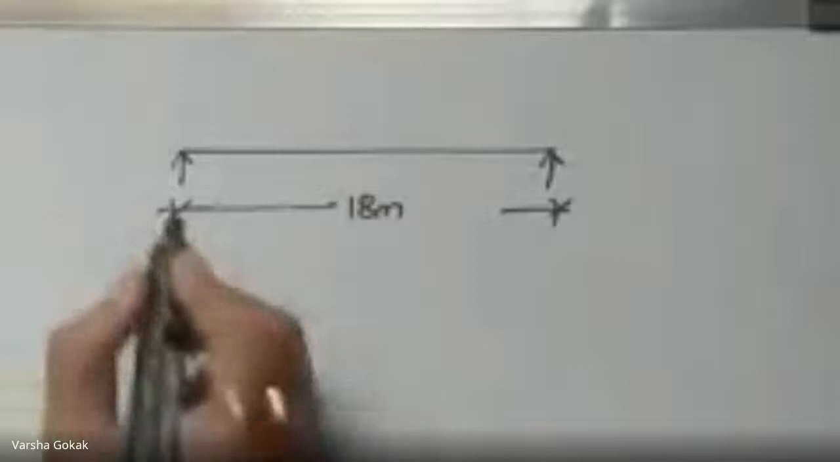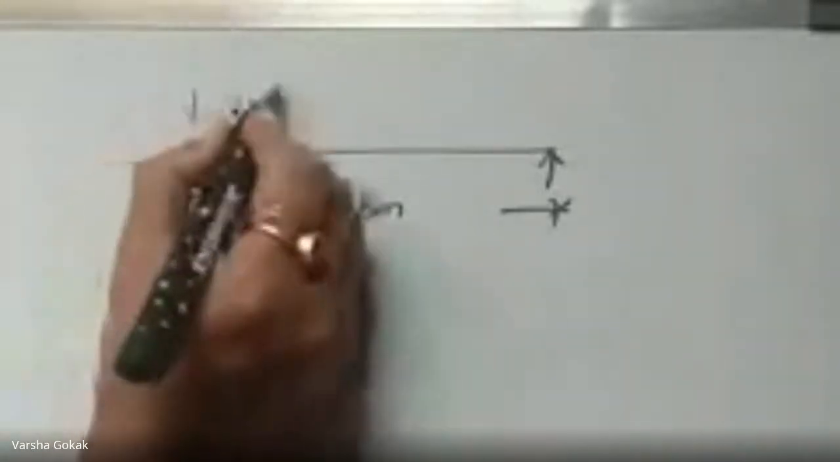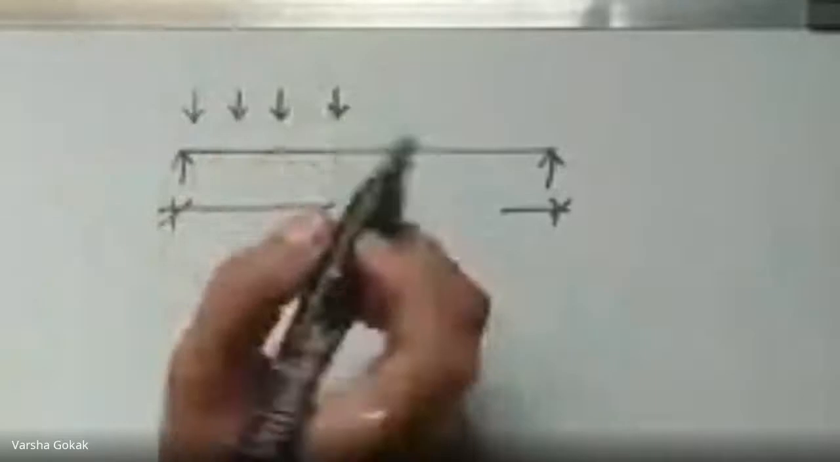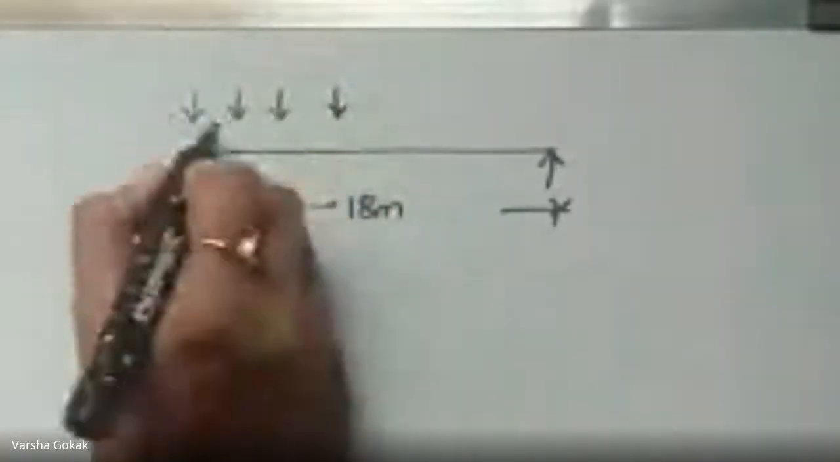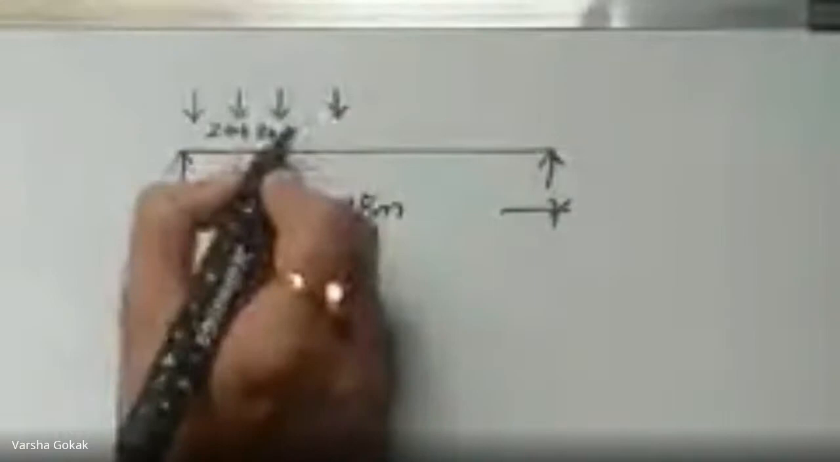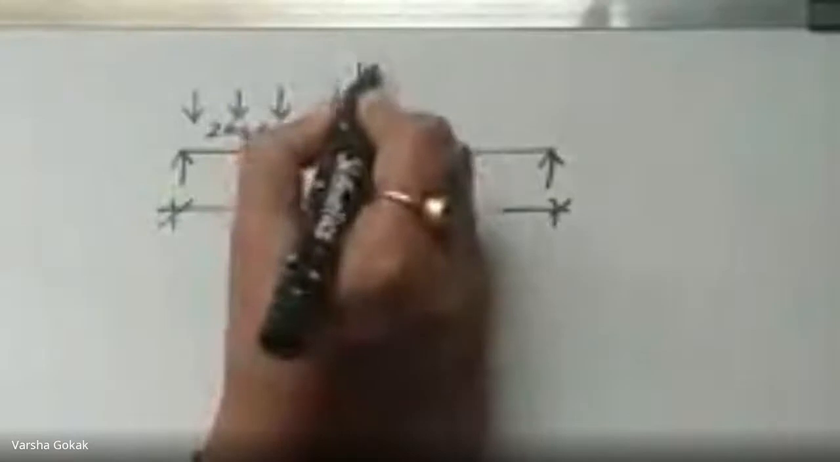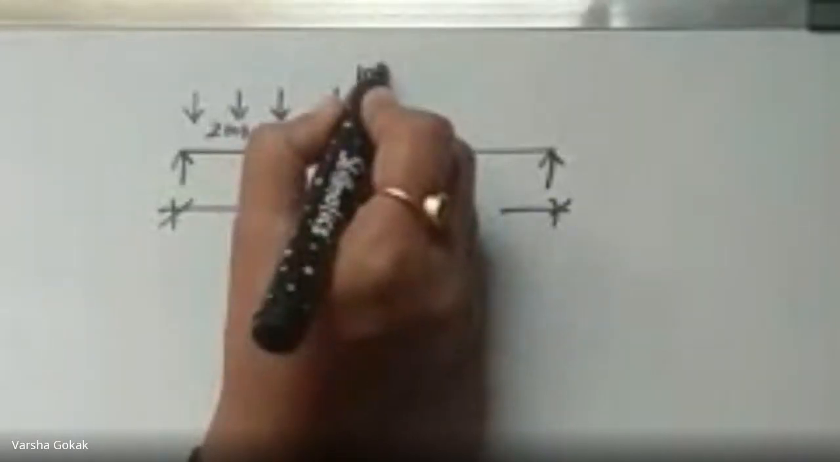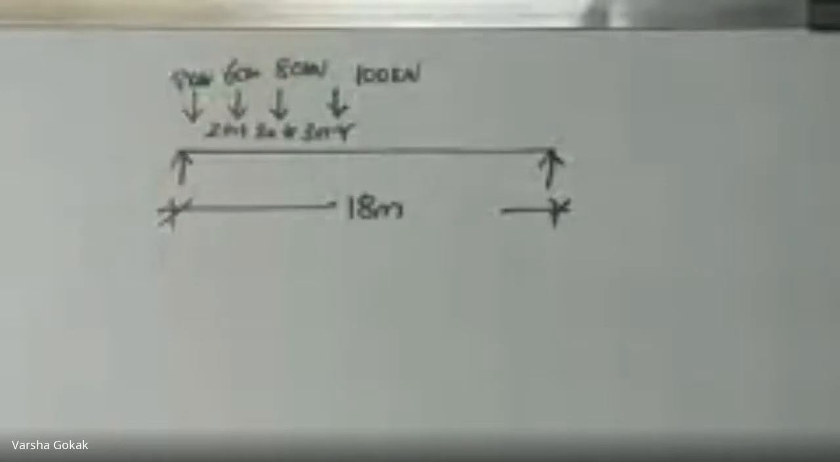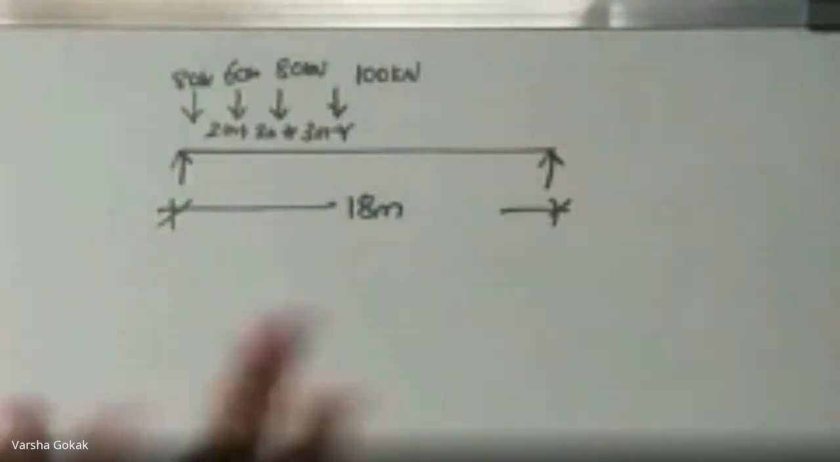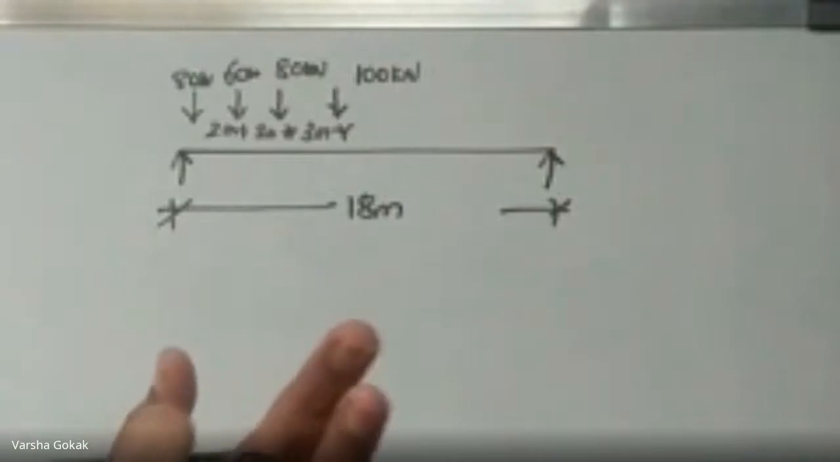The loadings that are coming over the beam, there are four loads, right? They are not equally spaced. So these two have 2 meters between, and the last two have 3 meters spacing. The loads are 100 kilonewton, 80 kilonewtons, 60, and again 80 kilonewton. So this is how the loading system is, and we have to obtain the maximum bending moment, maximum shear force, etc. for this given diagram.